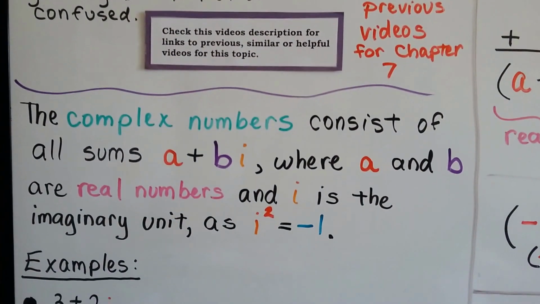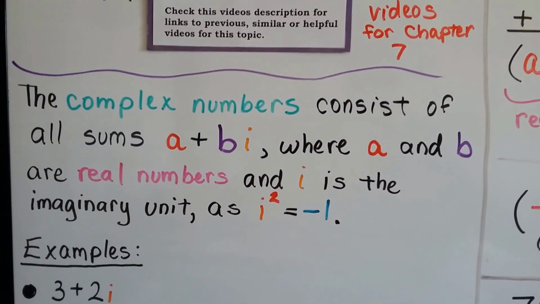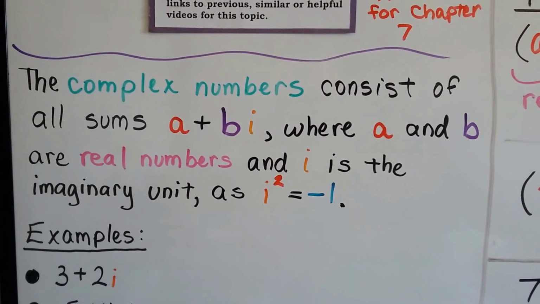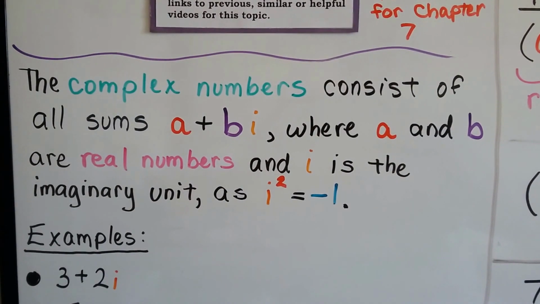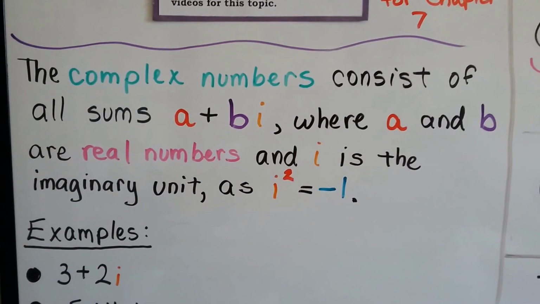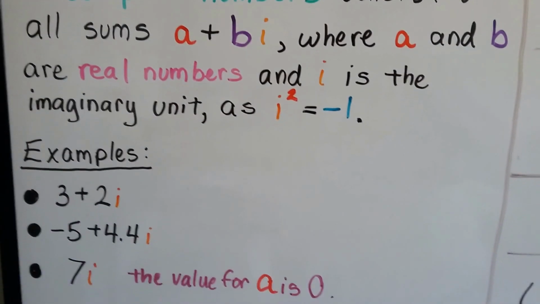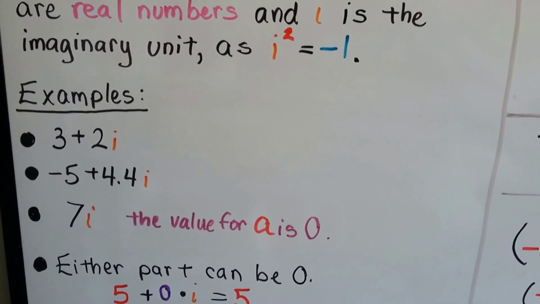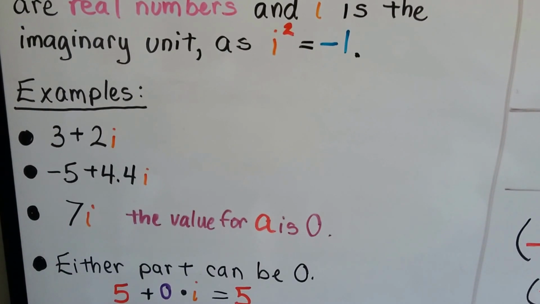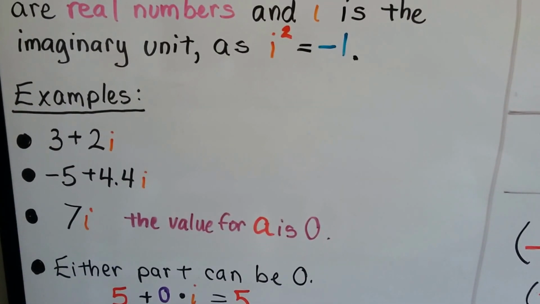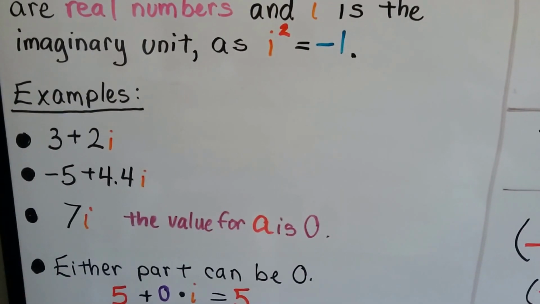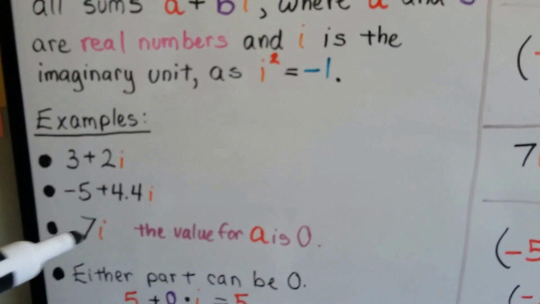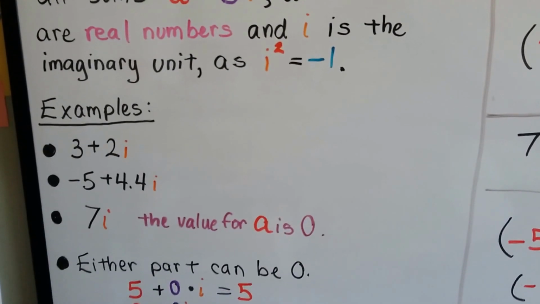The complex numbers consist of all the sums of a plus b times i, where a and b are real numbers and i is the imaginary unit, as i to the second power equals -1, we talked about in the last few videos. So here's some examples of some complex numbers: 3 plus 2i, -5 plus 4.4i, 7i, because the value for a is 0 in 7i. So we don't have an a plus bi, we just have a 7i, that's the b and the i.